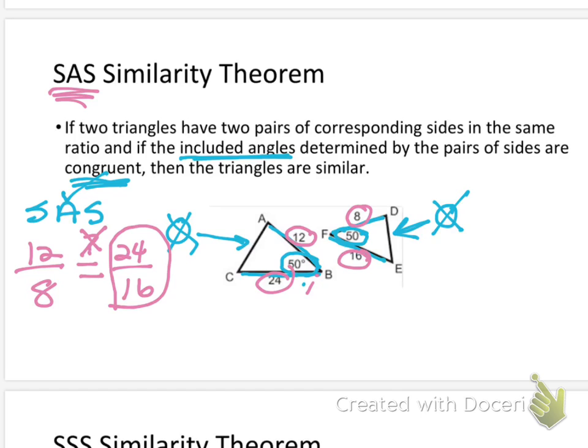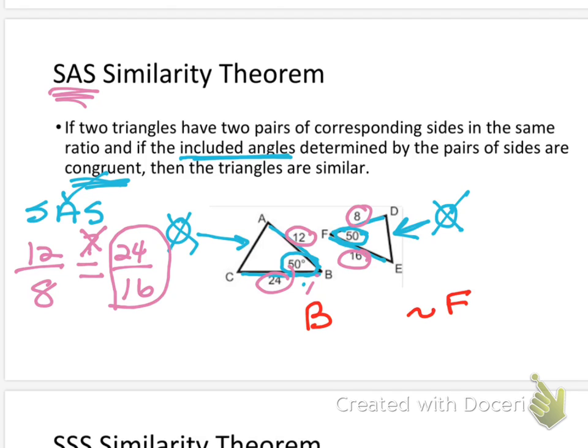Okay, so now let's write a similarity statement. You've got to use what you have. Why don't we start with the angle that we were given. So angle B here. Now watch what I'm going to do. I'm going to put angle F here. That's the first angle I'm going to deal with.